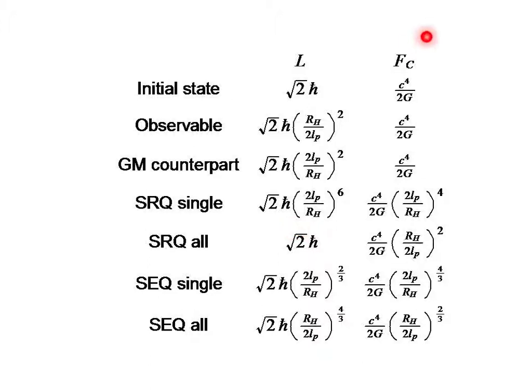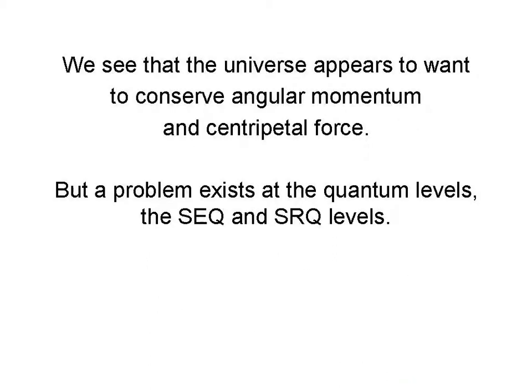Looking at the centripetal force, we see that the initial state is conserved, the observable universe conserves it, and, interestingly, it is conserved by the geometric mean counterparts. But we do not see conservation of centripetal force at any of the quantum levels. They're all off. We see that the universe appears to want to conserve angular momentum and centripetal force. But a problem exists at the quantum levels, at both the SEQ and SRQ levels.